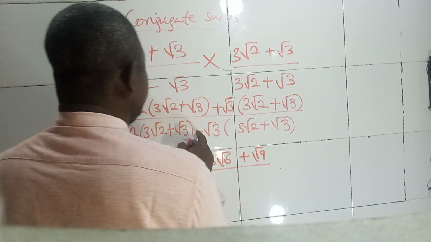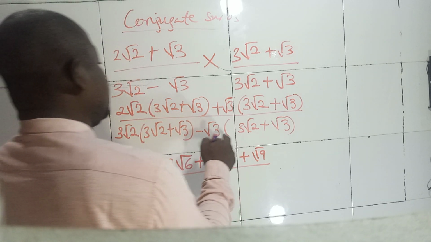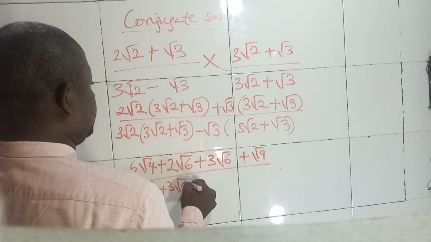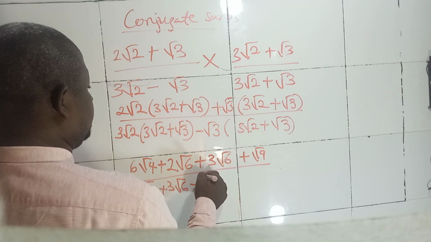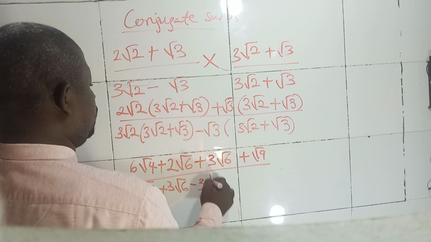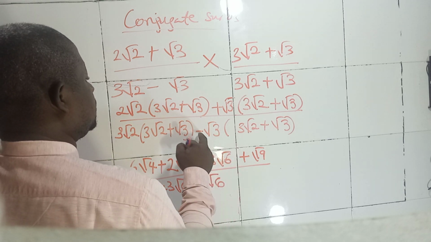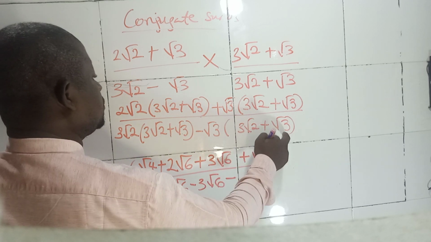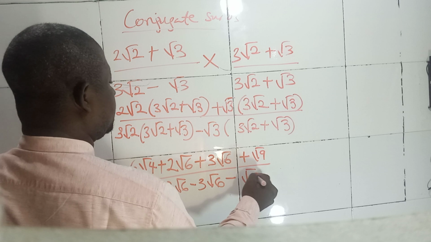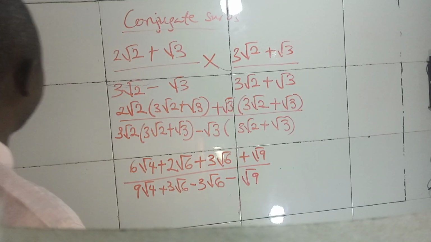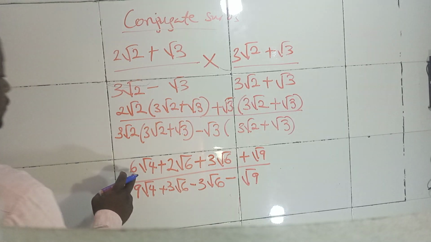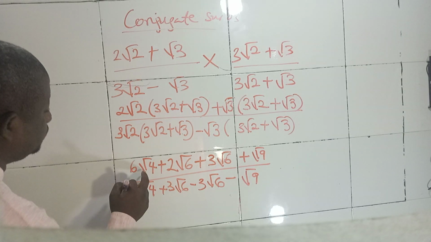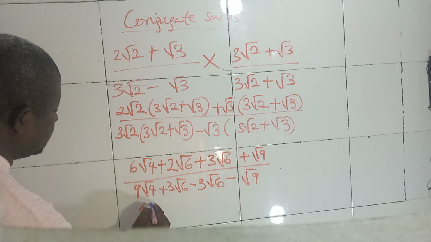We come to this one, minus 3 times 3√2. So we have minus 3√6. This is minus times plus, which is minus. √3 times √3, that is square root of 9. So let's simplify further. If you simplify further, you are going to have 6. What's this? √4 is what? That means 6 times 2.